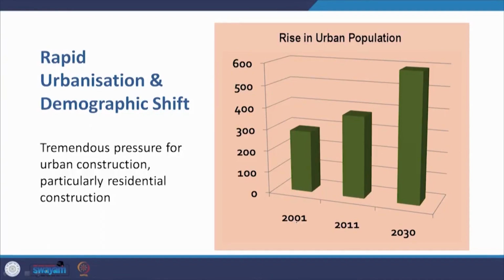But all that we see is that the speed at which the population is growing is somewhat slowing down. The other big factor which has a tremendous implication for architecture is rapid urbanization and demographic shift: the tremendous pressure on urban construction, particularly residential construction. As you can see, there is a rise in urban population. In 2001, our cities were occupied by around 250 million, or let's say 25 crore people. This in 2011 shot up to something like 35 crore and will be touching close to 60 crore by 2030. That is a very substantial chunk of Indians who will be living in cities, and are already living in cities.